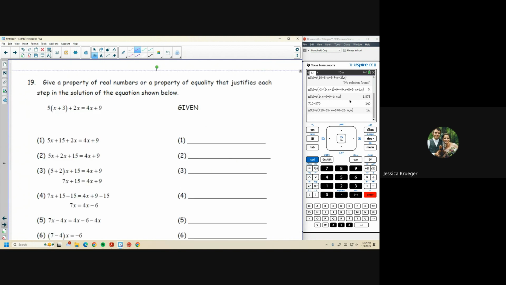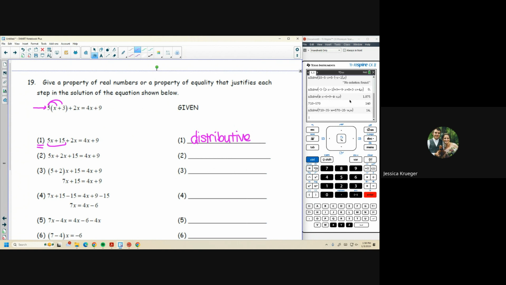Okay, 19, give a property of real numbers or a property of equality that justifies each step. So when I look, here's the problem that's given to me. If I look at what happened in step number 1, I notice that there's no more parentheses. I think what they did was they distributed. So my first property is distribution or distributive property.